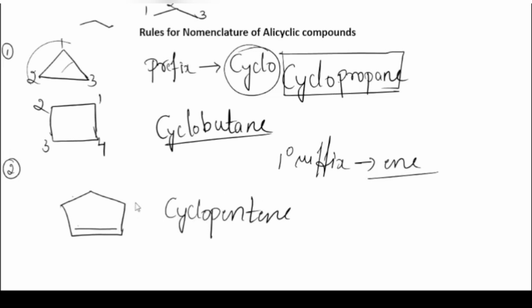Here there is no need of mentioning 1-cyclopentene like that. If one substituent is there, there is no need of adding one, because it is understood that we have to start numbering from here, like this, 1 to 5, either anticlockwise or clockwise, both are one and the same. That's why here we can write only cyclopentene.